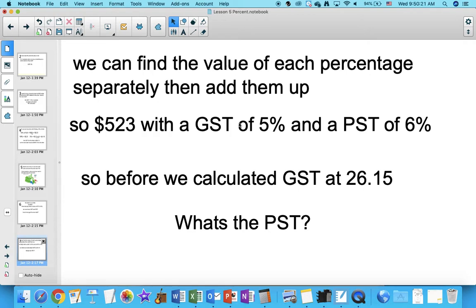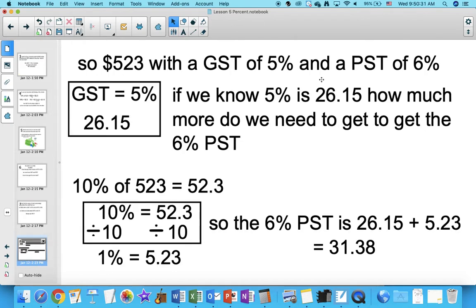So with a GST of 5% and a PST of 6%, well, before we calculated 26.15 for the GST, so what's the PST? Well, we already know the GST is 5%, right? We know it's 26.15 because we did our calculation. How do we get the 6%? Well, we know what 10% is. Well, if you divide 10% by 10, you get 1%. And whatever you do to one side, you do to the other side. So you divide this by 10. And again, when you divide by 10, you just take that decimal and move it there. So now you know 1% is 5.23.